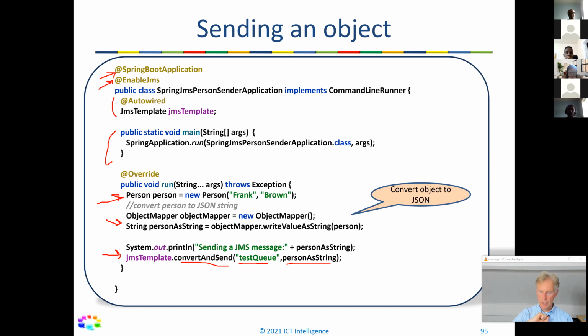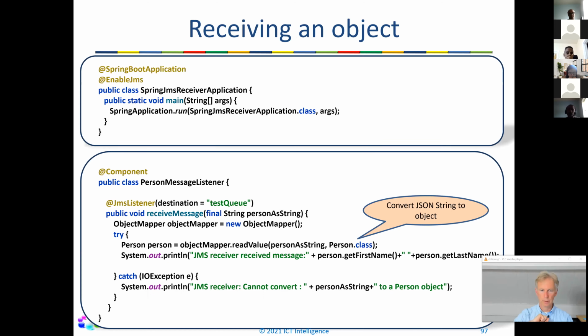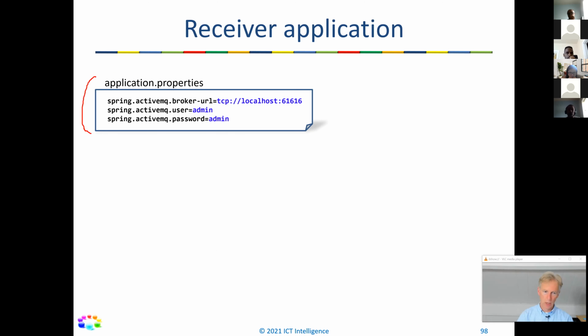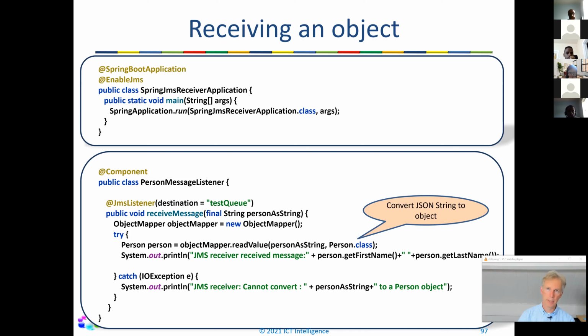Now, a receiver. My receiver. The configuration is exactly the same. How do I get to ActiveMQ? Exactly the same. But on the receiver side, I have a listener. So I have also enabled JMS here on my application. But I create a component, a class, a Spring Bean, with a method. How the method is called doesn't matter. I call it receiveMessage. I don't know where it comes from.